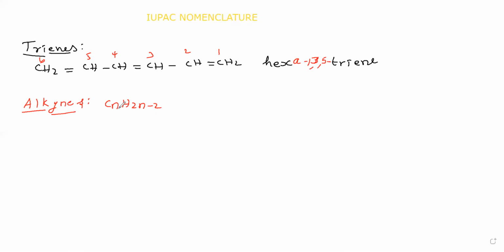n is equal to minimum 2. Less than 2 is not possible because a carbon-carbon triple bond is required. In order to write a carbon-carbon triple bond, n must be minimum 2. n is 2 or greater than 2. So we will substitute n is equal to 2. We are getting C2H2.